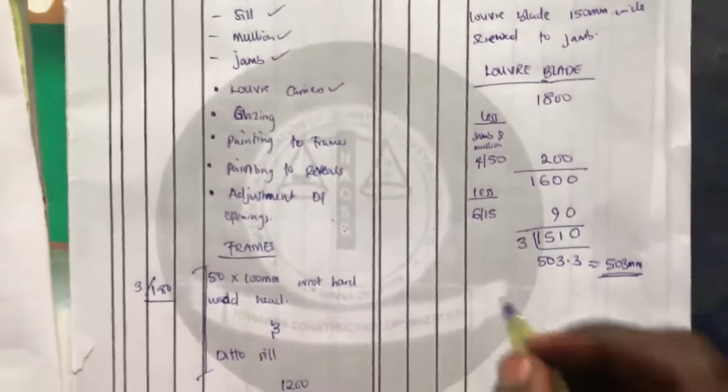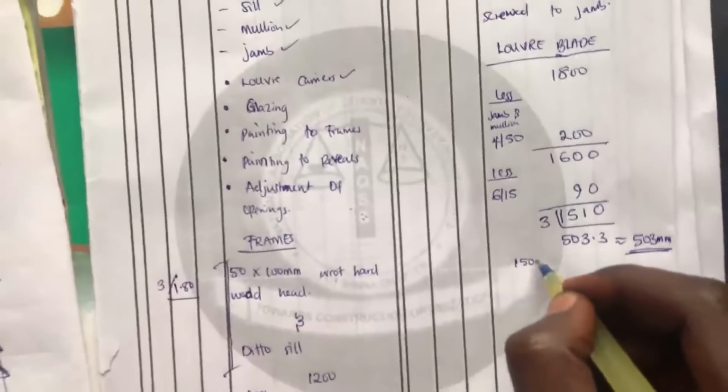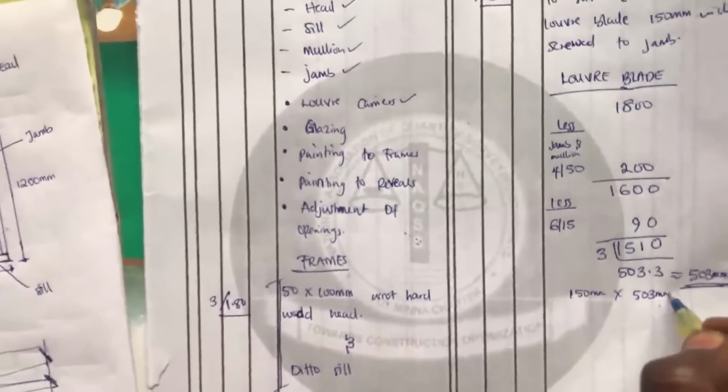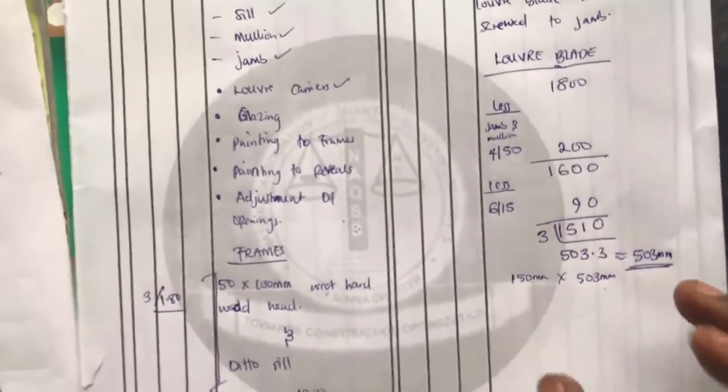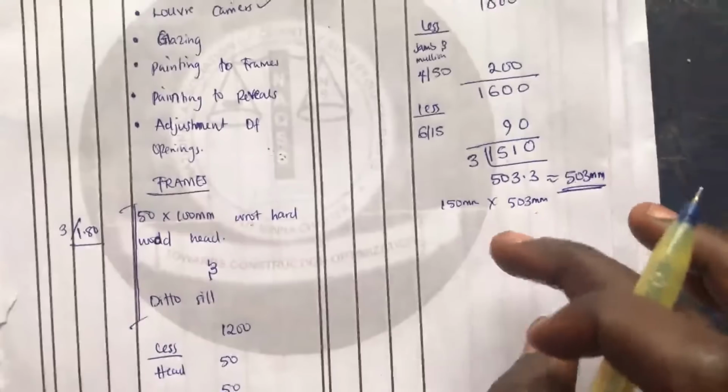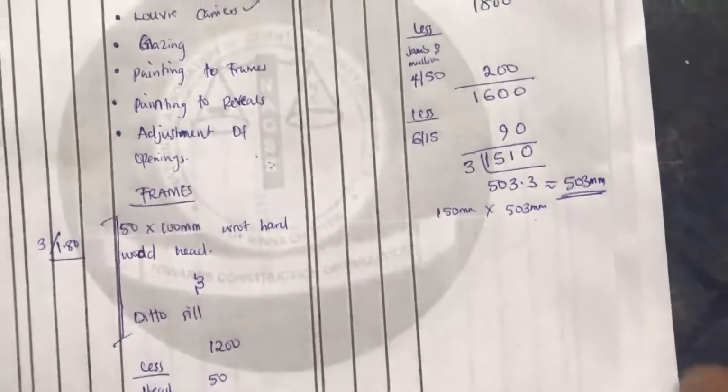Now this is the real length of the glass. That means the glass is given as 150 mm by 503 mm. This is now the actual dimension of our glass. So if I have gotten this dimension, that is the essence of this calculation. Having got this dimension, all I need to do now is to book.